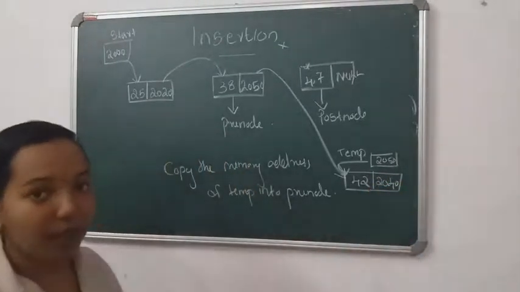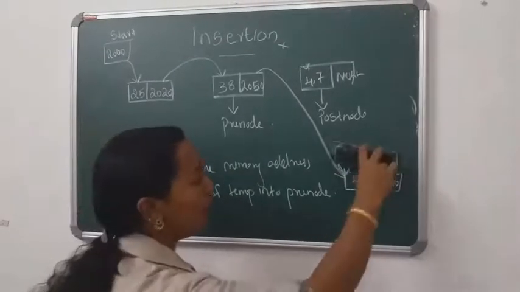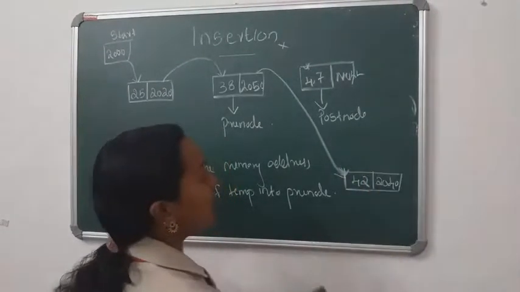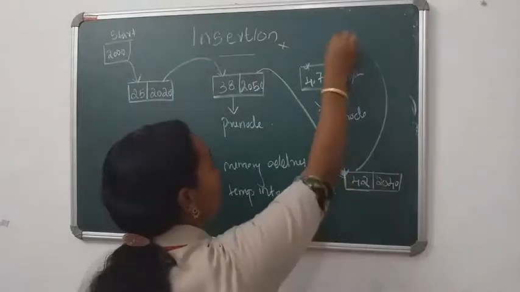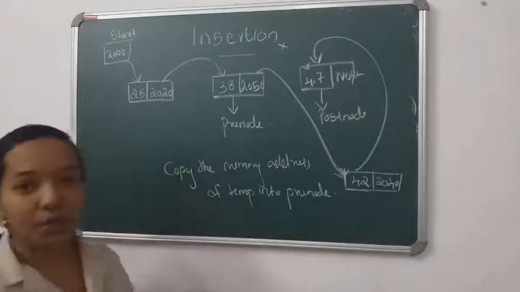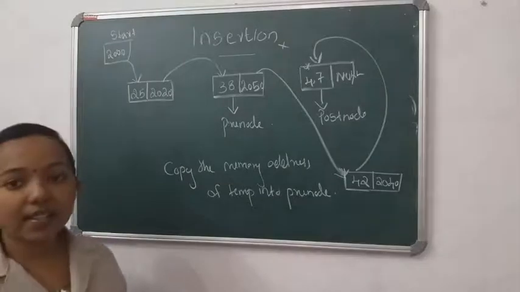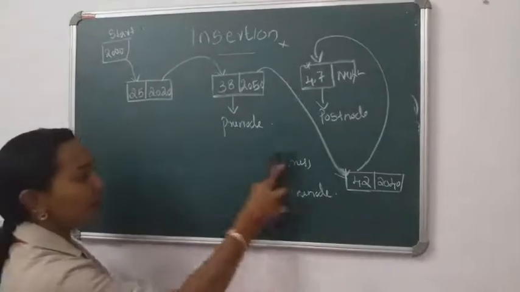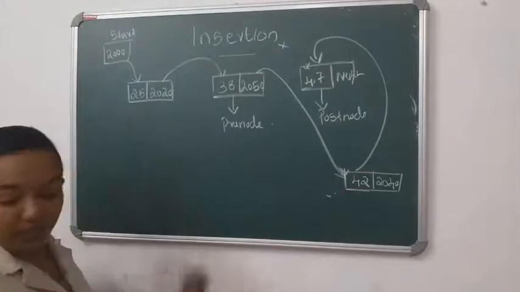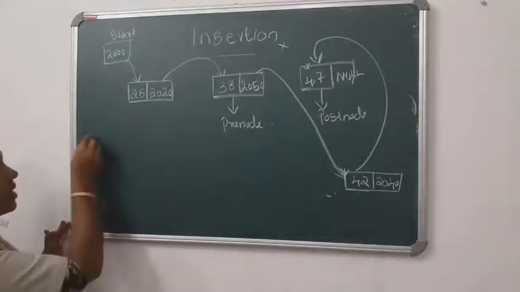2040. Memory address of post node into temp. Automatically this temp will point to post node. So all these linked lists are interconnected. So we can draw a linked list like this.